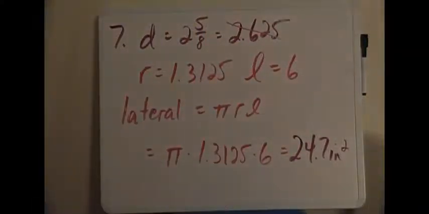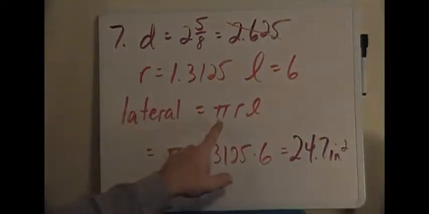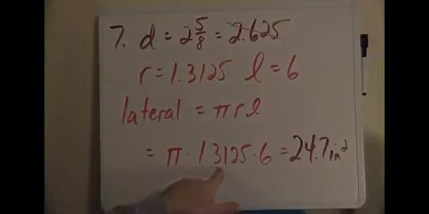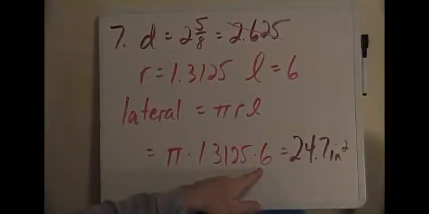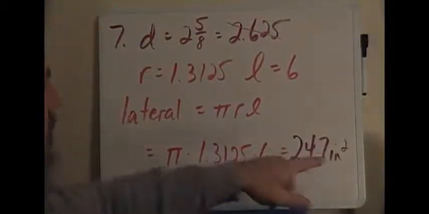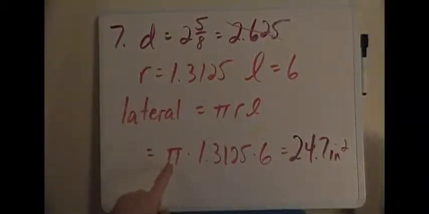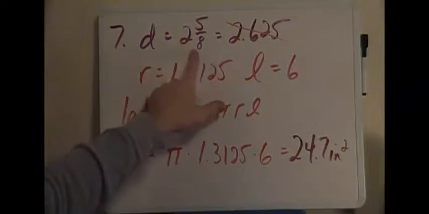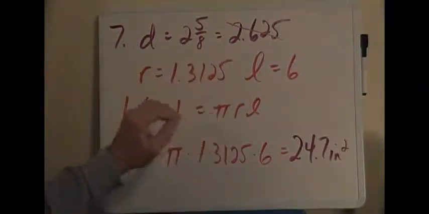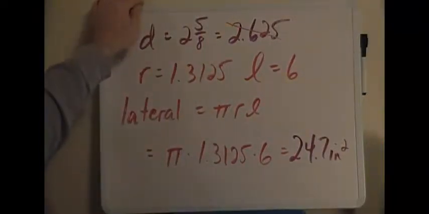Slant height is nice and easy at 6. So we're going to do pi times r times L. So it's pi times 1.3125 times 6. Put it in the calculator. 24.7 inches squared. Again, to review that, as long as we have pi involved, don't worry about fractions. You don't have to give fractional answers. You can put it in the calculator.